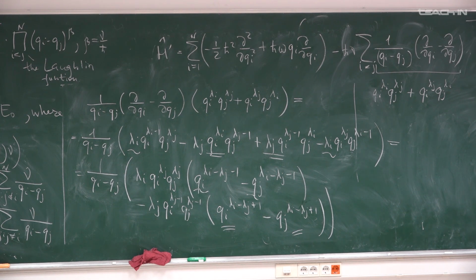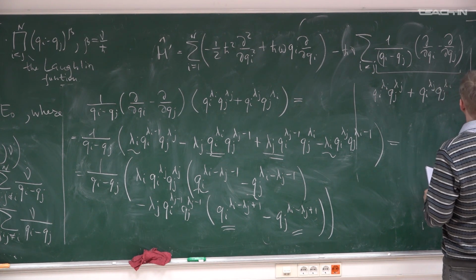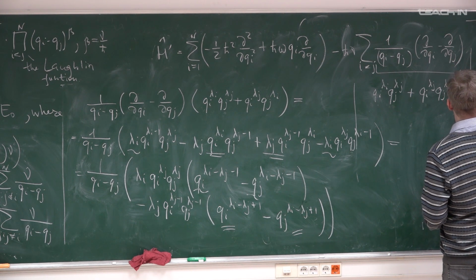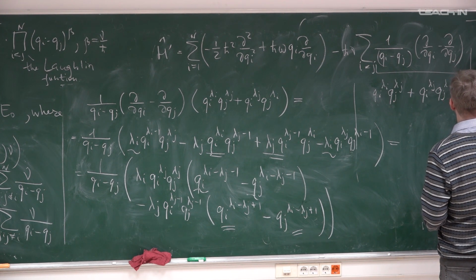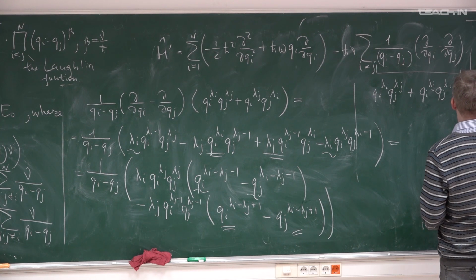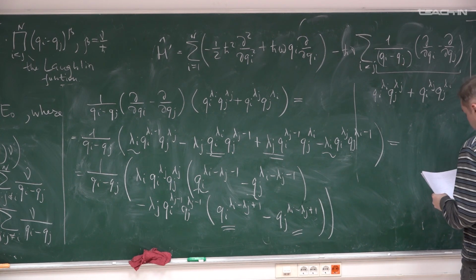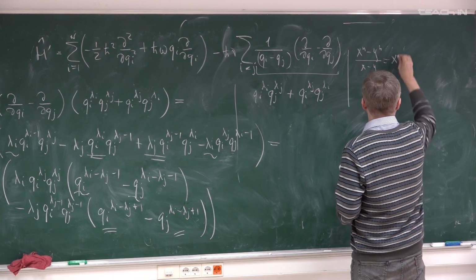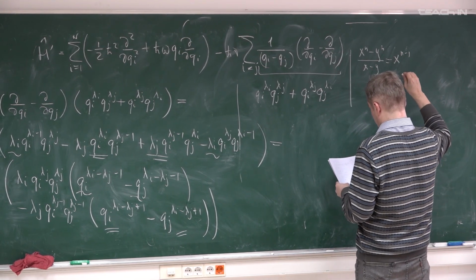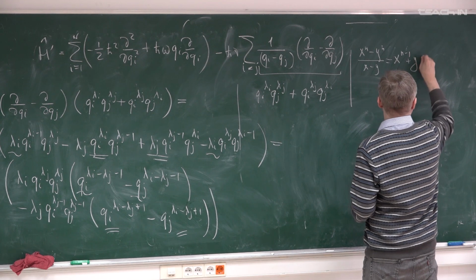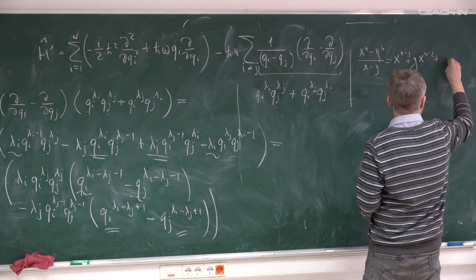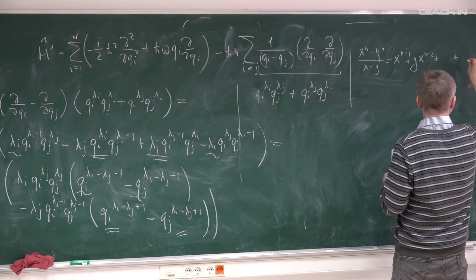Why did we do it? We did it for the following reason. We are now going to use a very simple statement: if you have x to the power of n minus y to the power of n divided by x minus y, then it is just x to the power of n minus 1 plus and so on.